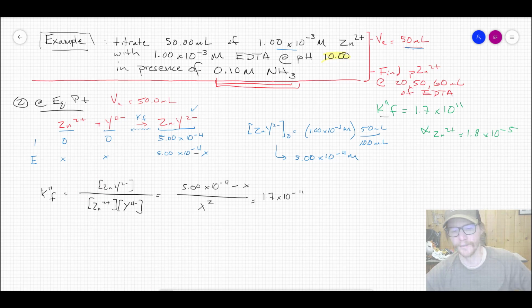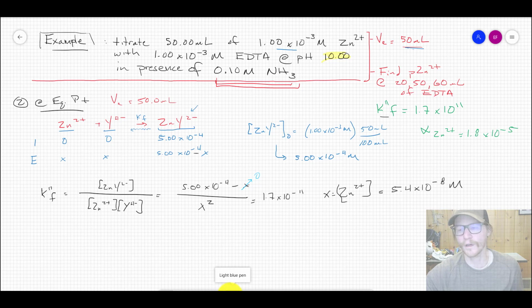So just like I did before, this is the Kf going in the back would be going the reverse direction, which would be 1 over Kf, 1 over 10 to the 11, a really tiny number. So I'm going to assume this is 0. You don't have to. You could solve this with the quadratic. I'll assume this is 0, and when I do that, I get an x value, which is the same as the zinc concentration here, equal to 5.4 times 10 to the minus 8 molar.